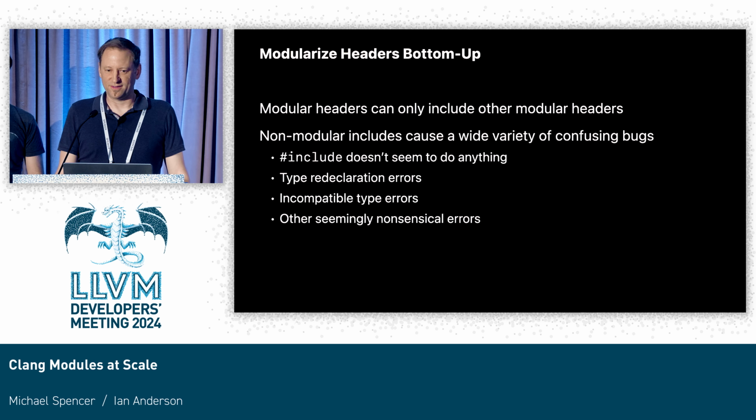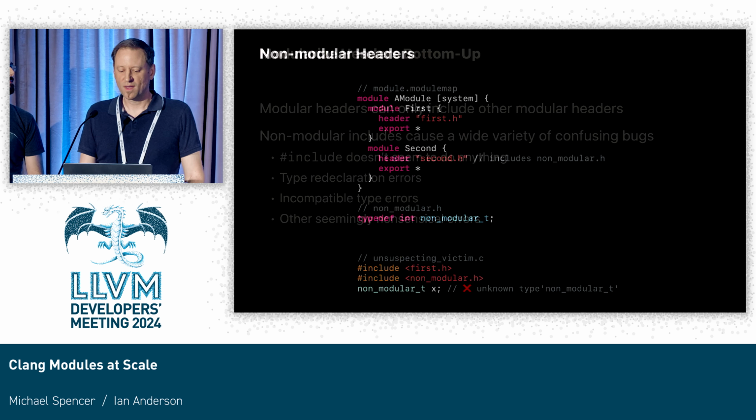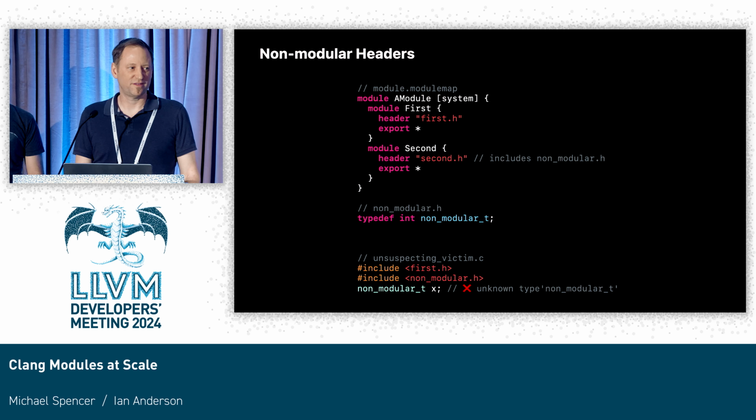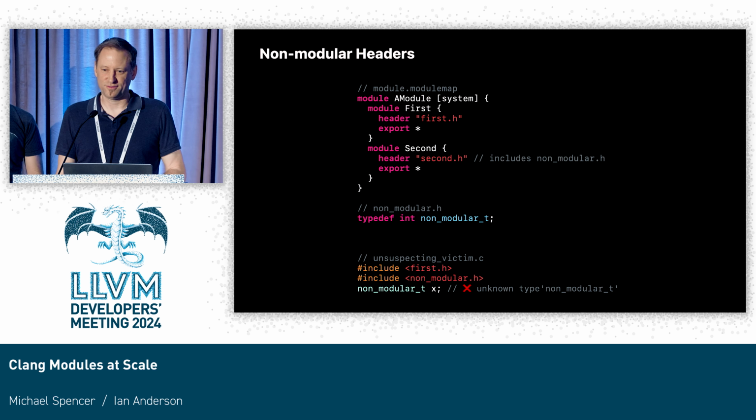And so to show you how easy it is to fall into that, we have an example here where we have a pretty basic module map, and that second header includes a non-modular header. And there's nothing exciting about the non-modular header, it just has a typedef in it. But our unsuspecting victim at the bottom includes one of the other module headers and the non-modular header, and all of a sudden their non-modular type is a not found type. And that kind of looks like a compiler error at first, but it has to do with the way modules are implemented. There's 2 or 3 different ways you can do it, but they all result in different errors in different contexts. And there's just really no way to win except to modularize your headers in dependency order.